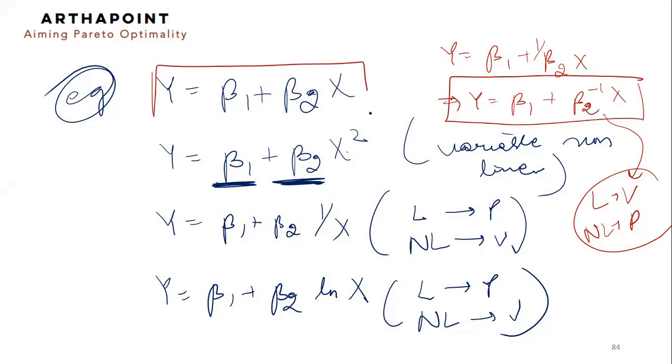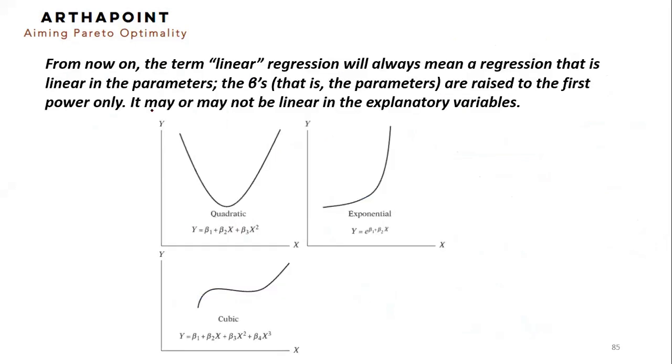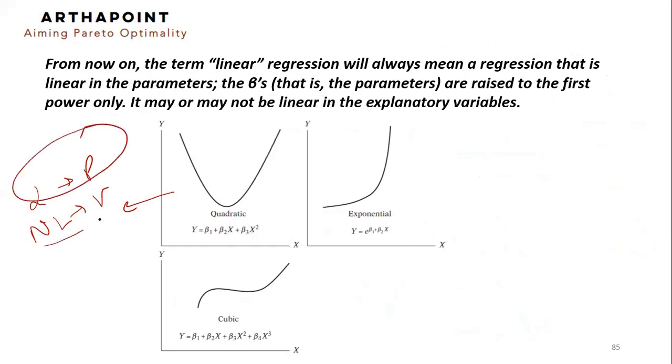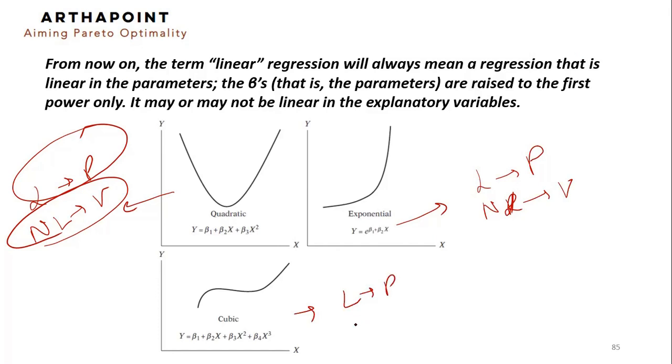This is an equation which is linear in parameter and variables both. This is an equation which is linear in parameter but non-linear in variable. Do you see that? This is y is equal to beta 1 plus beta 2 x plus beta 3 x square. So this is linear in parameter but non-linear in variable. This equation is linear in parameter but non-linear in variable. This equation is linear in parameter but non-linear in variable.